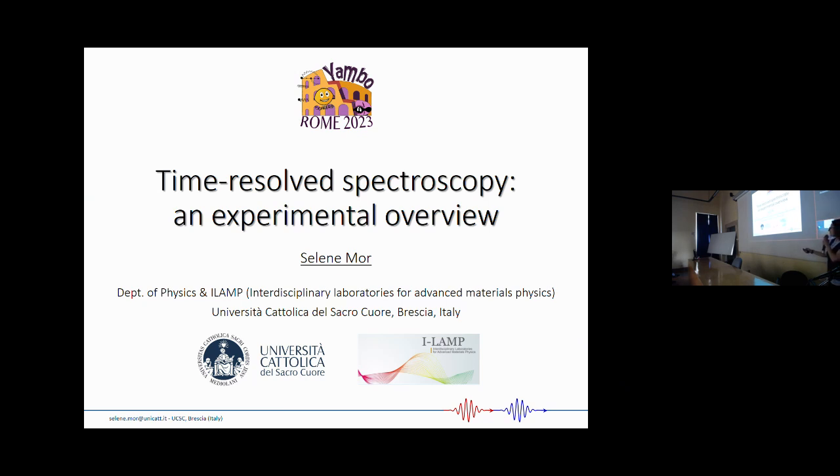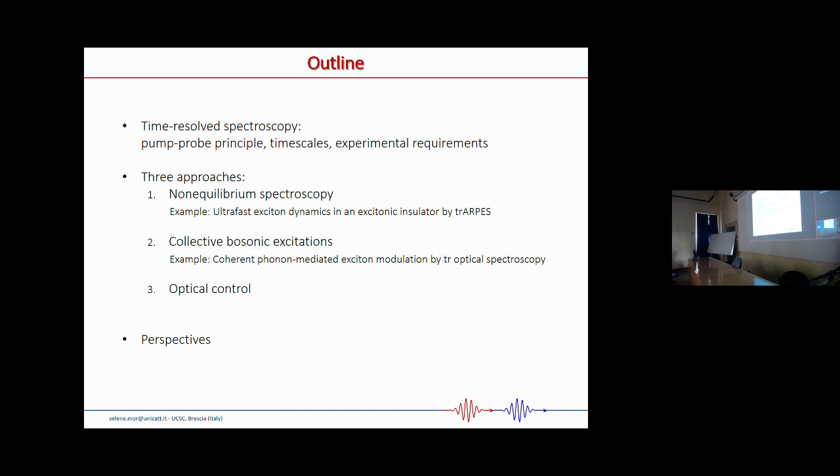It's really nice to be here and share a little bit of what I know about an experimental overview on time-resolved spectroscopy. And here is the outline of my presentation. I will start with some general basics on time-resolved spectroscopy, particularly defining the so-called pump-probe principle, the time scales that one can address with this technique, and some experimental requirements for performing a time-resolved spectroscopic measurement.